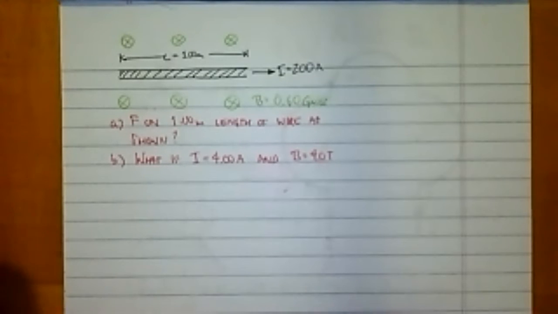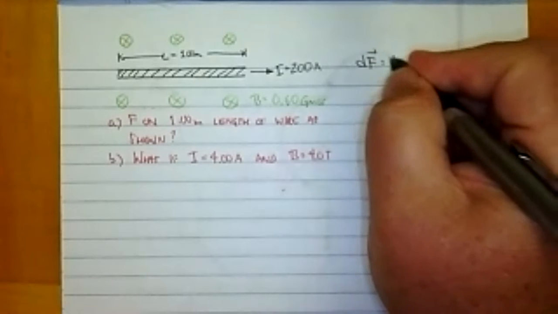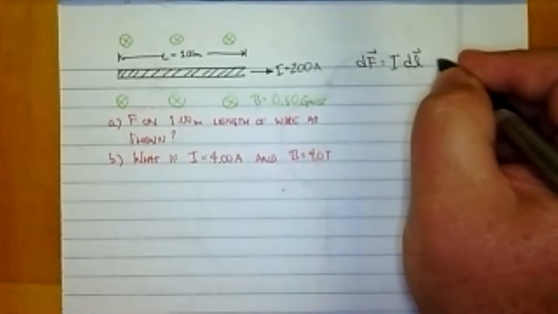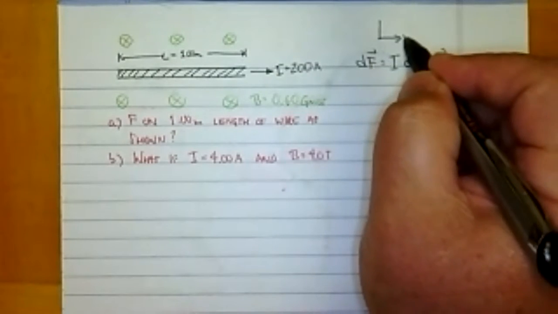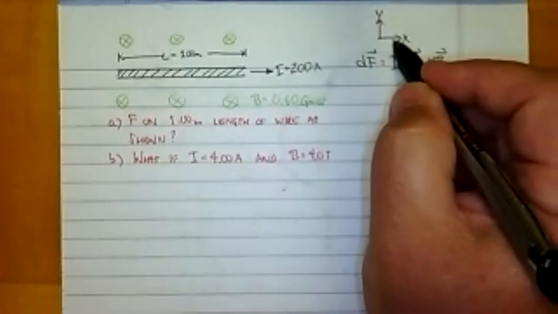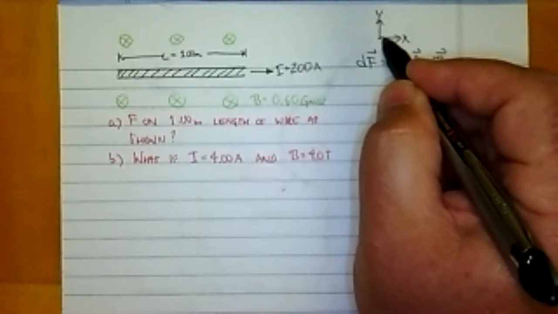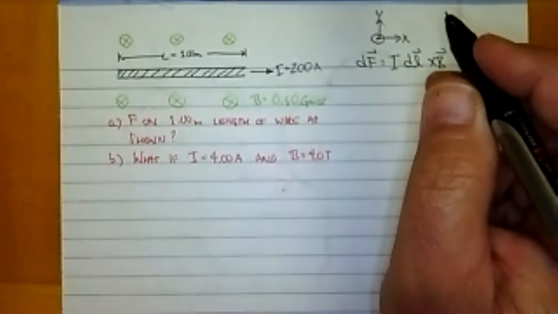So let's work these problems. We do know that our equation for the force is dF equals I dL cross B. In this case, let's draw a coordinate system, X, Y, and then of course a right-handed coordinate system would force the Z-axis to come out of the board. So I'll put a Z-axis like that with just a dot there. So Z sticks out of the board.